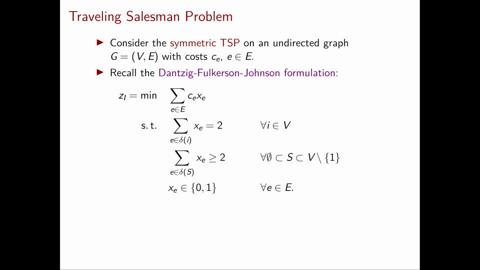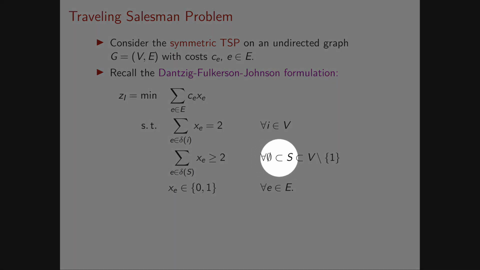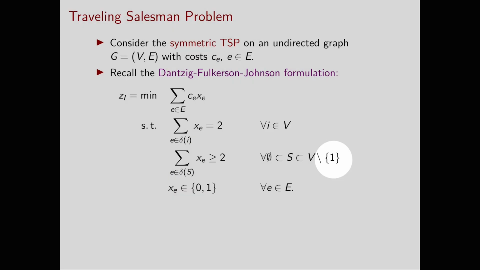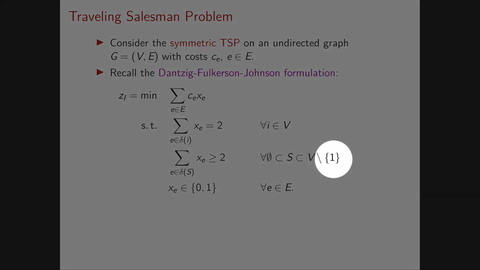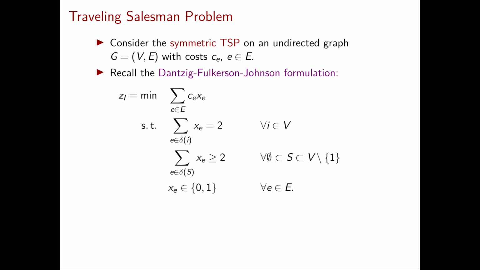However, note that there is a subtle difference with respect to the Dantzig-Fulkerson-Johnson formulation that we have already seen. If you remember, in the original formulation, we had every subset of V that was non-empty and not equal to V. So essentially we didn't have this set minus 1. So the question is, why can we actually write down here a minus 1 without changing the formulation?